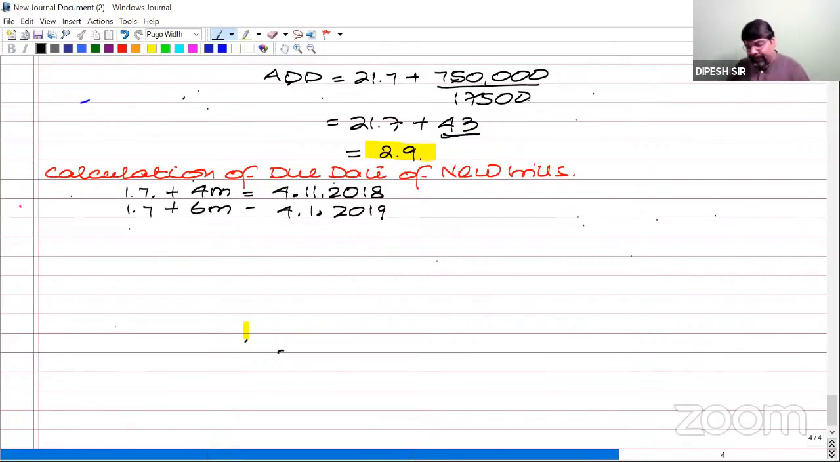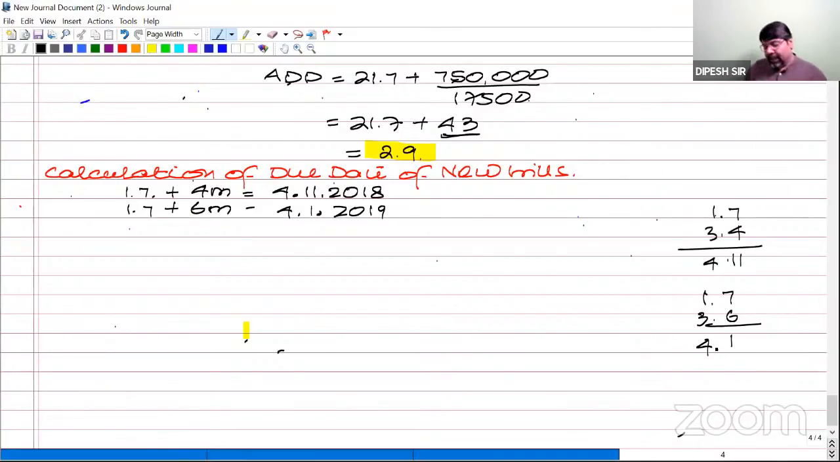1st of July plus 4 months and 3 days of grace. So this is 11 and this is 4. Correct? Yes. Then 1st of July plus 6 months, so this will become 13. That means January next year. 3 days of grace, 4th of January. Am I clear? 7 plus 6 is 13. 13 months are not there. 12 months of this year and 1 month of next year. So January and 3 days of grace will make it 4th of January.